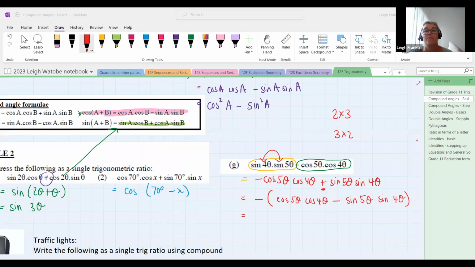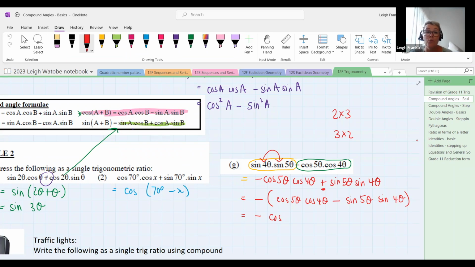Okay, I have negative, in brackets, cos 5 theta cos 4 theta minus sine 5 theta sine 4 theta. And then my next step is negative cos of 5 theta minus 4 theta, which will give me negative cos of theta.